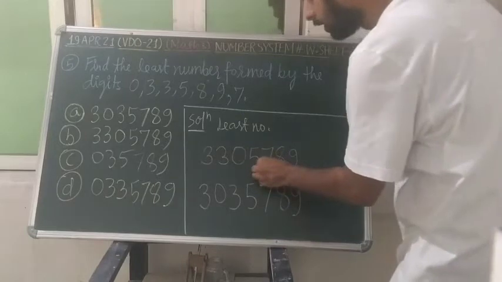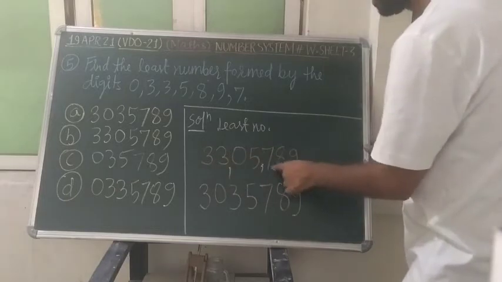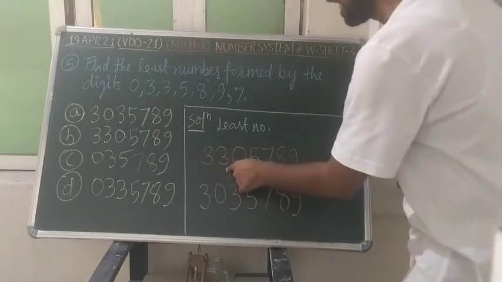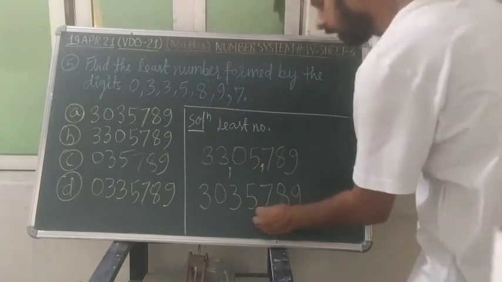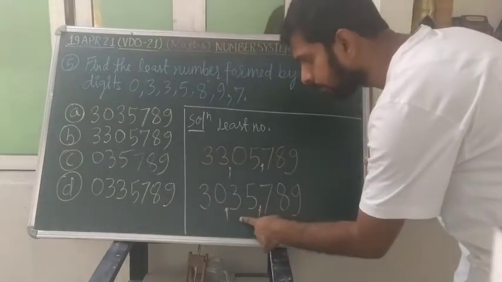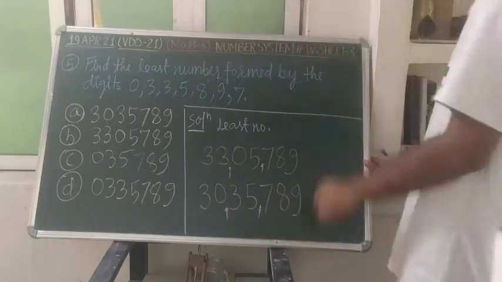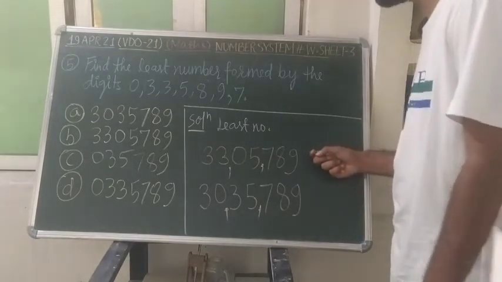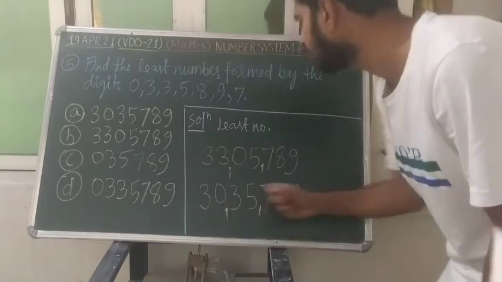Students, when you read this, what will you get? Unit, 10, 100, 1000, 10,000, lakh, 10 lakh. It is coming 33 lakh 5,789. And when you read this: unit, 10, 100, 1000, 10,000, lakh, 10 lakh. It is coming 30 lakh 35,789. So while we are reading this one, it is 33 lakh, and while we are reading this one, it is 30 lakh.